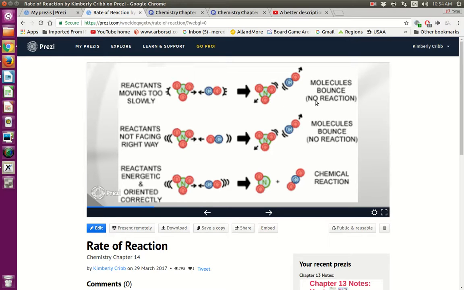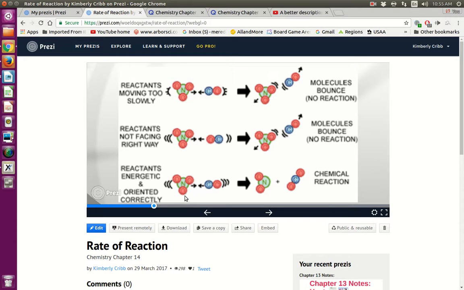And the reason is they're moving too slowly. They don't have enough energy. Here, the reactants are not facing the right direction. See, over there, the carbon was this way, and the carbon's on the other side here. They're not facing the right way. They're not oriented correctly, so there was no reaction.